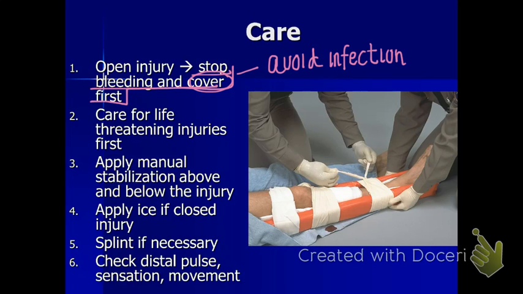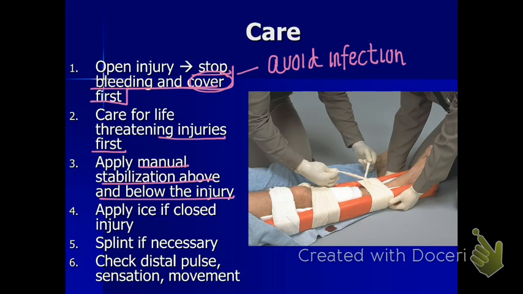After we've covered the wound and we've stopped the bleeding, the next thing we want to do is to care for any life-threatening injuries first. When I say life-threatening, I mean blood that might be squirting from a wound, or a compound fracture where the bone might be exposed. We want to care for those injuries first. And then next, we want to apply some type of manual stabilization above and below the injured site. We'll talk about that a little bit later in the next few slides.